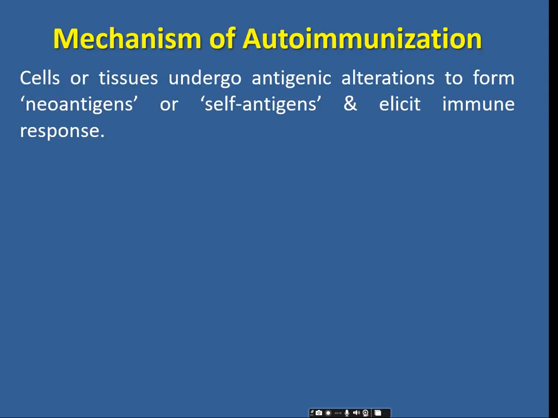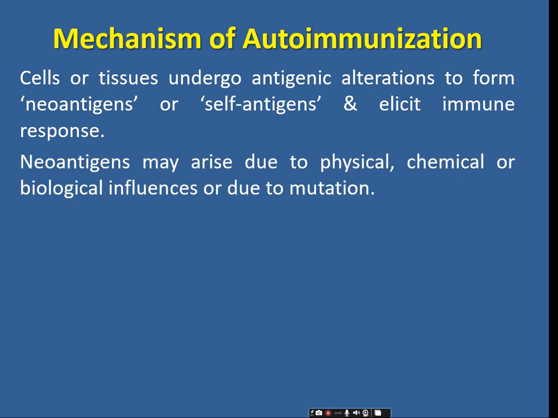Okay, so we'll see the mechanism. Cells or the tissue undergo antigenic alteration to form a new antigen or self antigen and elicit an immune response. So these cells will undergo antigenic alterations. Maybe some physical, chemical, or biological factors will influence the cell or the tissue, so it will alter its morphology or characteristics, and we call it a neo antigen. So it will lead to the immune response. Neo antigens may arise due to physical, chemical, or biological influence, or due to mutation.